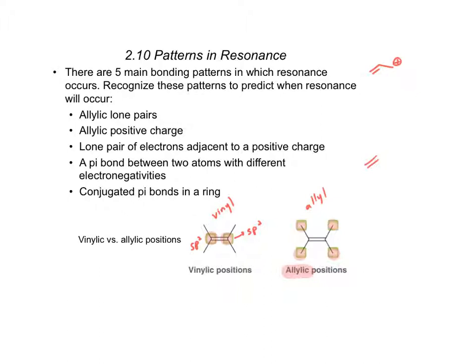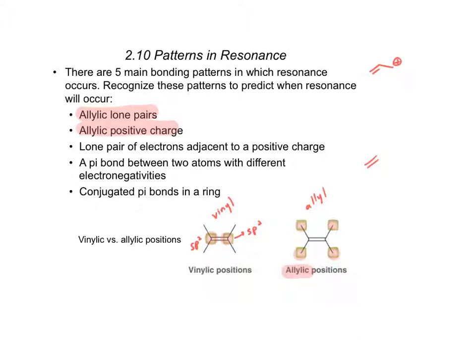Okay, so now, what are these 5 patterns? The first one we'll cover is allylic lone pairs, so lone pairs in the allylic position. The second is allylic positive charge. The third is a lone pair adjacent to a positive charge. The fourth is a pi bond between 2 atoms of very different electronegativities. And then the fifth is conjugated pi bonds in a ring, which again is not going to be super important. But we're going to walk through all of these and how to draw the resonance structures from them.